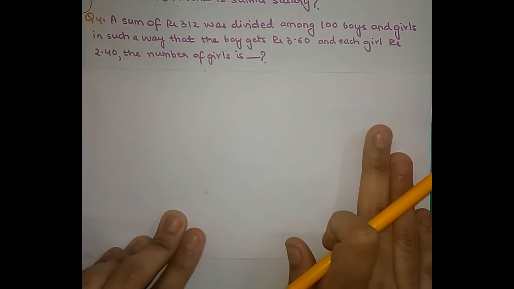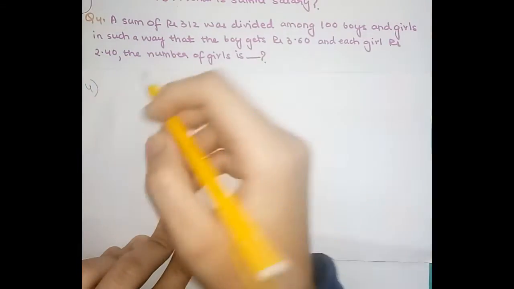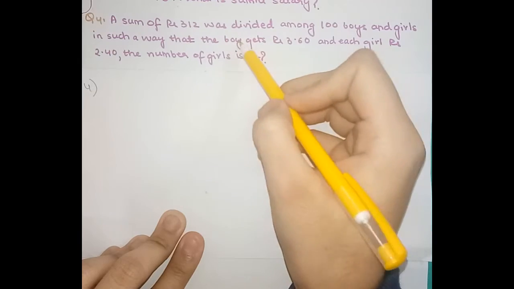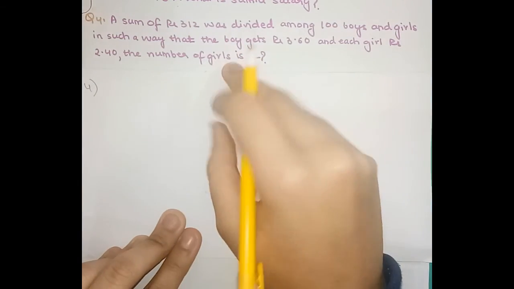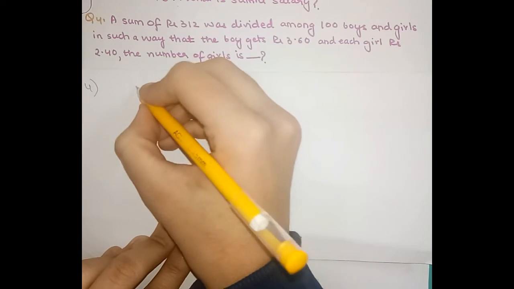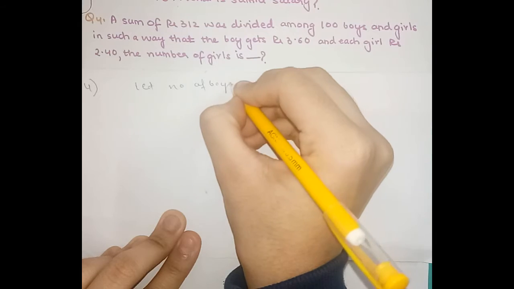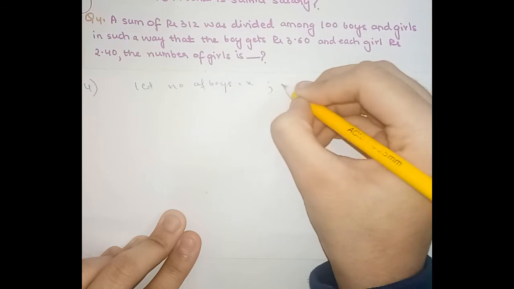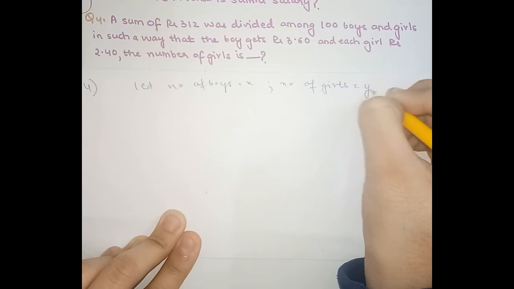So what you can do is, first we'll assume. We'll assume that the number of boys is equal to x and the number of girls is equal to y. So we will assume the number of boys equal to x, and in a similar way, the number of girls equal to y.